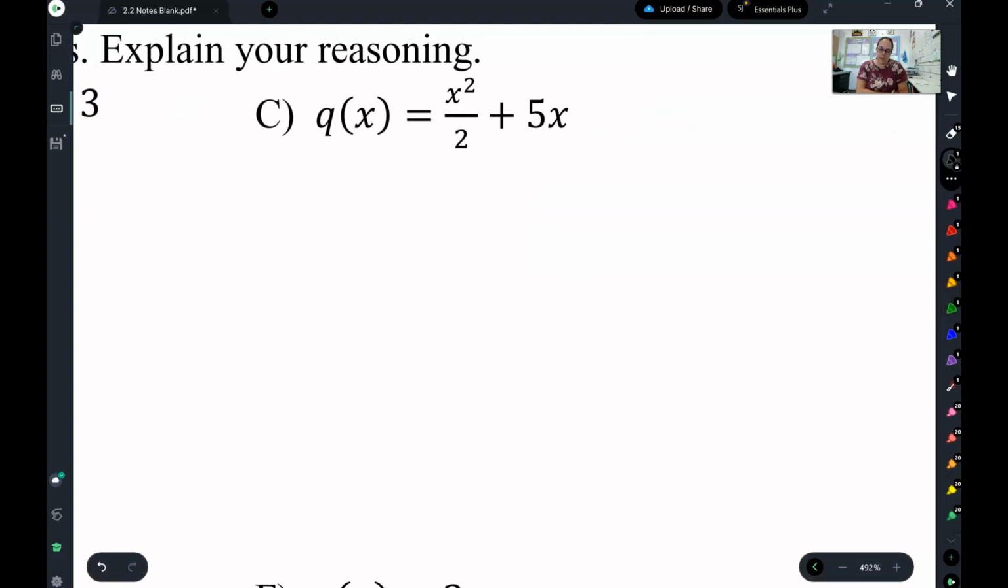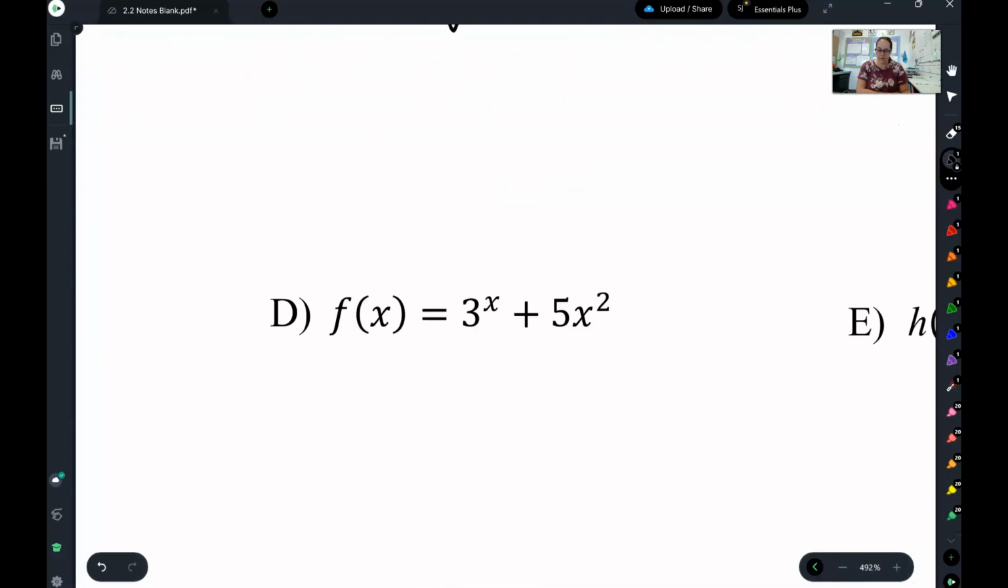Now let's look at this one. I can rewrite this by taking that 1/2 out in front. So I have 1/2 x squared plus 5x. That's the same thing as x squared over 2. Now the exponents on the variables are a 2 and a secret 1. Those are both positive whole numbers, so check, that is a polynomial.